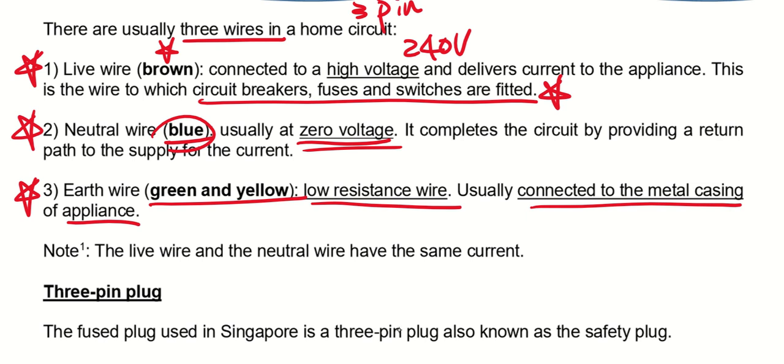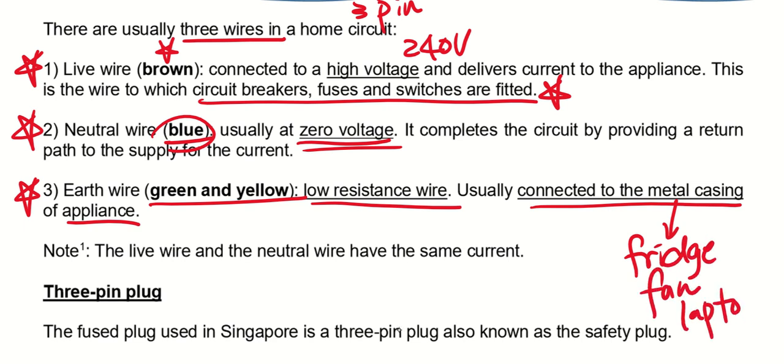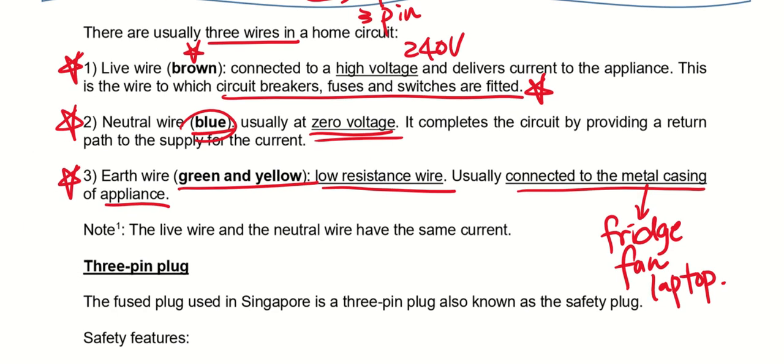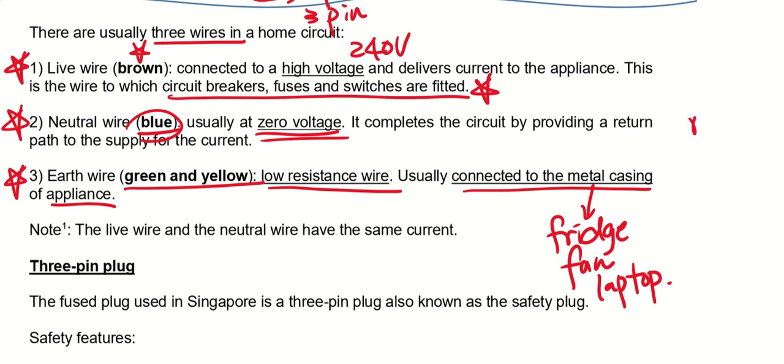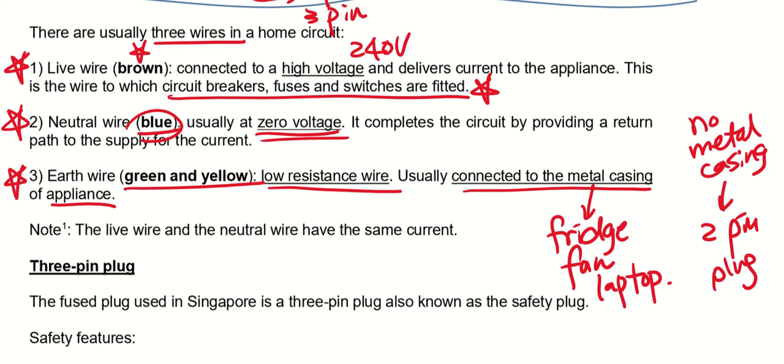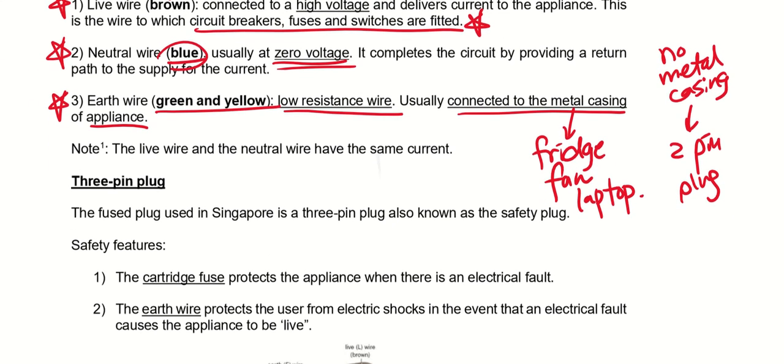So some of the appliances that have metal casing will be the fridge, then we have the fan, laptop as well. What are some appliances that do not have metal casing? With no metal casing, they will usually be using a 2-pin plug. So some of the hair dryers, some only have 2 pins, right? So let's go into the 3-pin plug first.